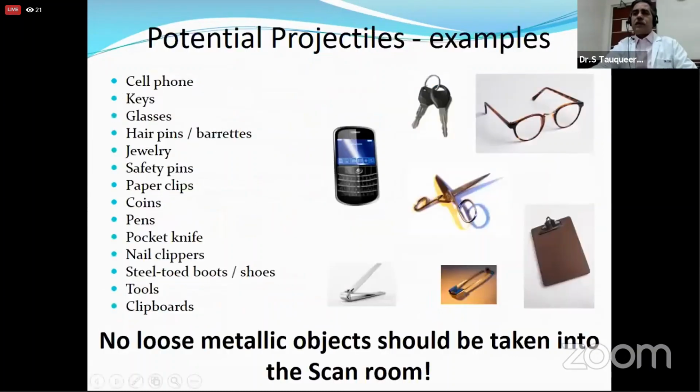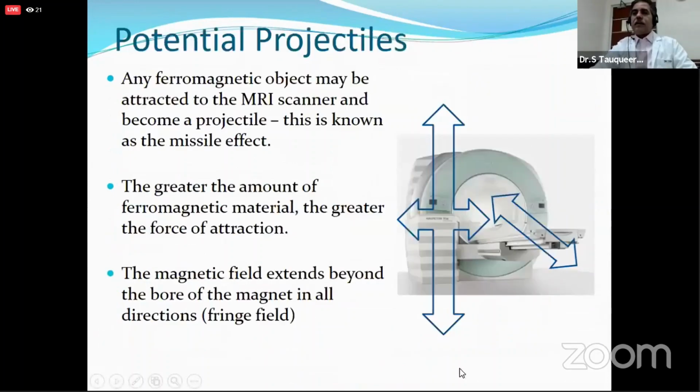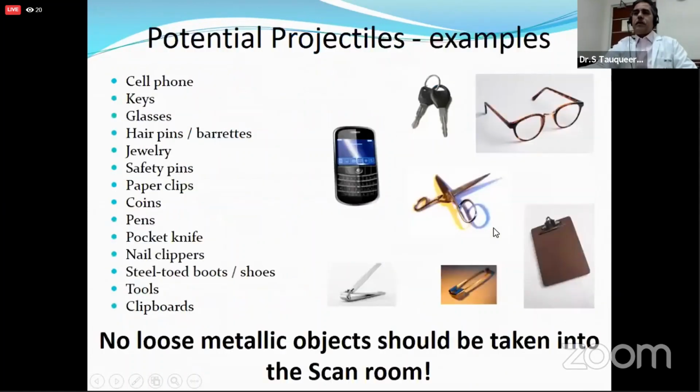So if any object, let's go back to the slide, is lying somewhere, say here, it will be pulled to the center of the magnet in no time. Any of these things, your cell phones, keys, glasses, hairpins, coins, pens, everything can be pulled into the core of the magnet. So all these things have to be kept aside when you enter the MRI suite.